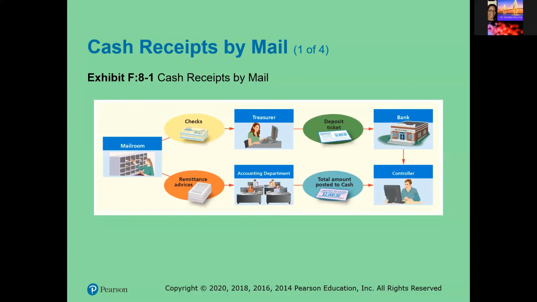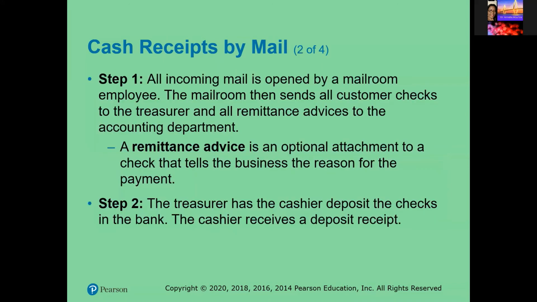So let's get into the steps of receiving cash receipts by mail. Step 1, all incoming mail is opened by a mailroom employee. The mailroom then sends all the customers' checks to the treasurer and all the remittance advices to the accounting department. A remittance advice is an optional attachment to a check that tells the business the reason for the payment. In other words, it could be a bill or an invoice.